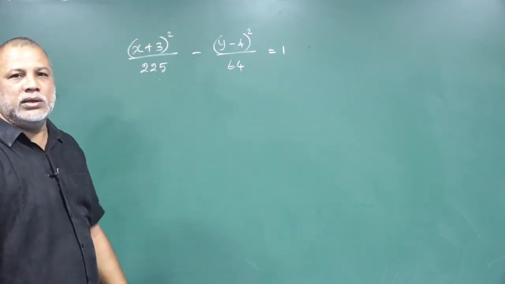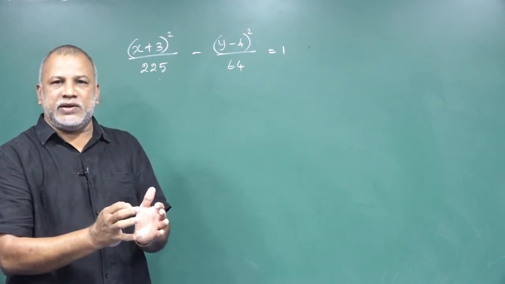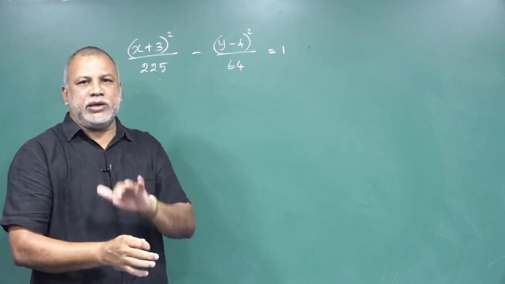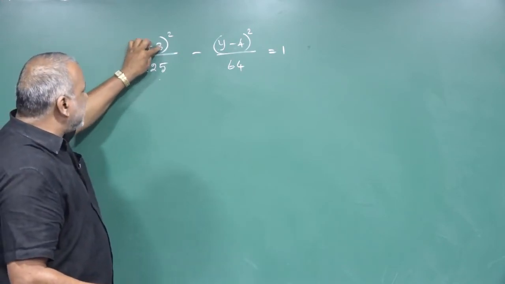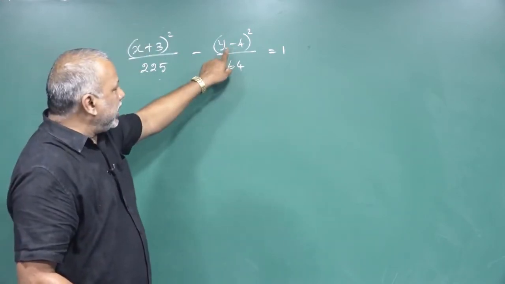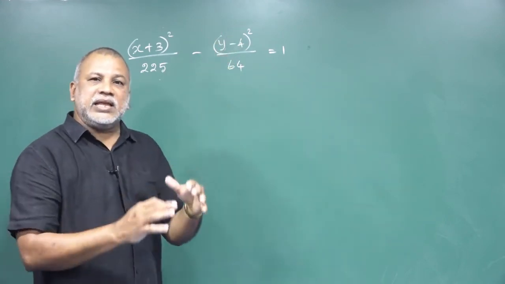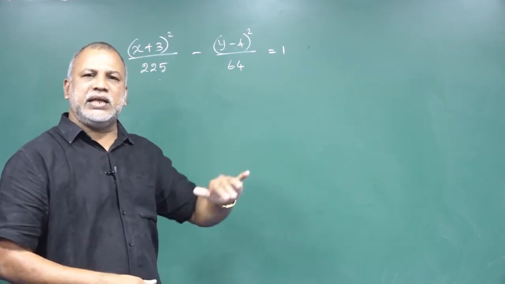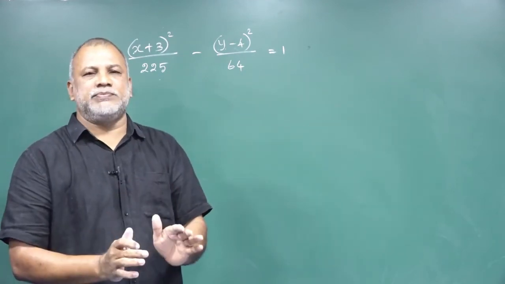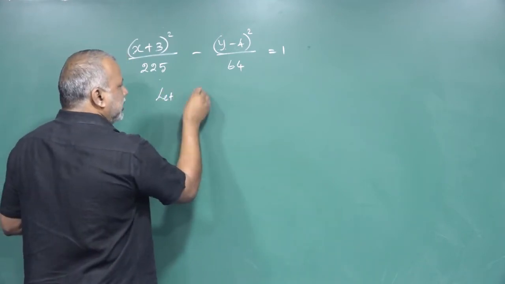See the question. In the previous question, directly they gave the standard type, x squared by a squared, y squared by b squared. Here, instead of x squared, we are having x plus 3 the whole squared. Instead of y, we are having y minus 4 the whole squared. Therefore, here the center is not the origin 0, 0. Here the center is shifting to some other place. So for this type of question, we need to give a name.